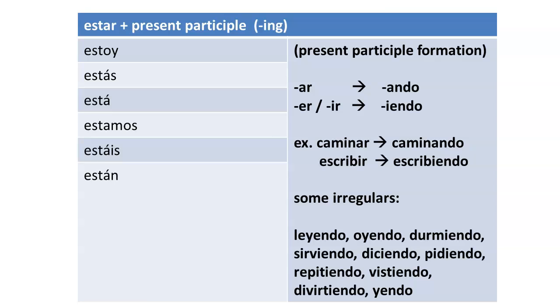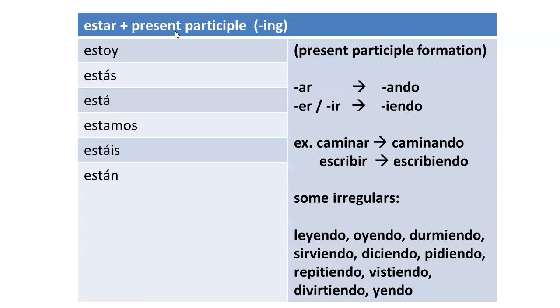It's very simple. It's made up partly of an element that you already know. You know the verb estar, and you know the present tense conjugation of the verb estar. So that part you already know. Estoy, estás, está, estamos, estáis, están. The other part of the present progressive is what we call a present participle. So here's the structure: a conjugated form of estar, and a present participle.